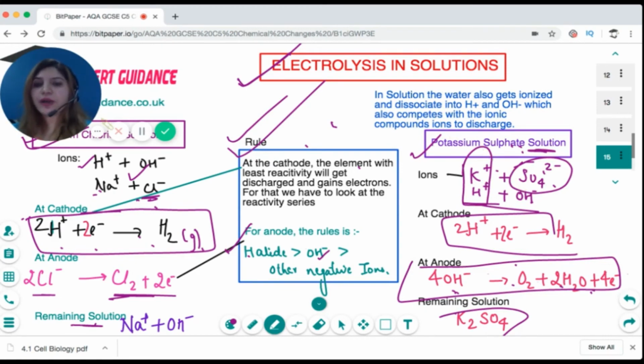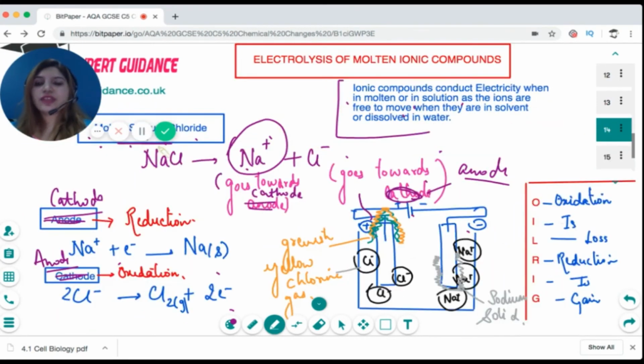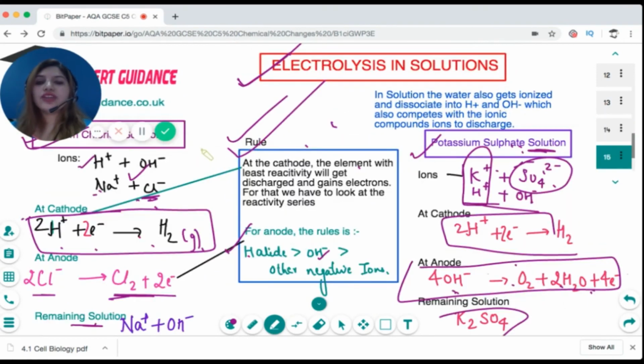Okay, so I hope this rule is clear to you, and you can yourself see the difference. When you had a molten sodium chloride, you get sodium and chlorine. But when you have an aqueous sodium chloride solution, you get hydrogen and chlorine. Okay, so I hope the rule and how you find in an exam what will be the product of electrolysis is crystal clear to you.